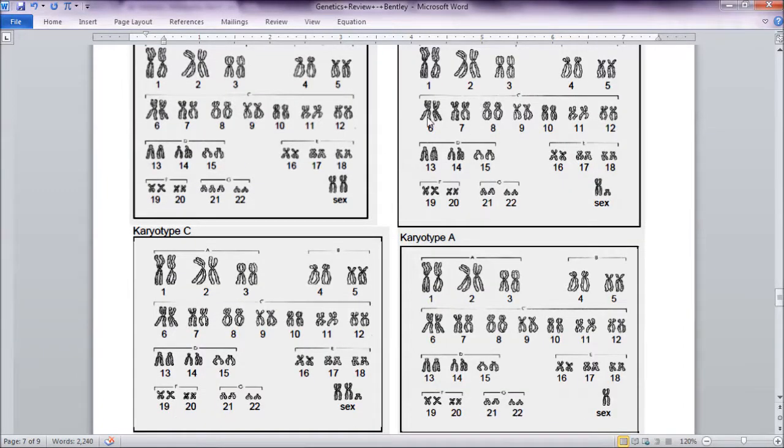Karyotype D, on the other hand, let's look through it. That's good. Good, good, good. And this is good depending upon how you feel about boys. But yeah, that's good. That's X and a little Y there. So this person's normal. Looks like.